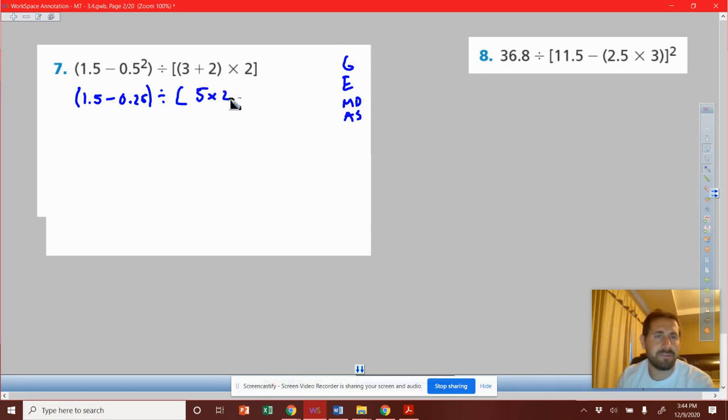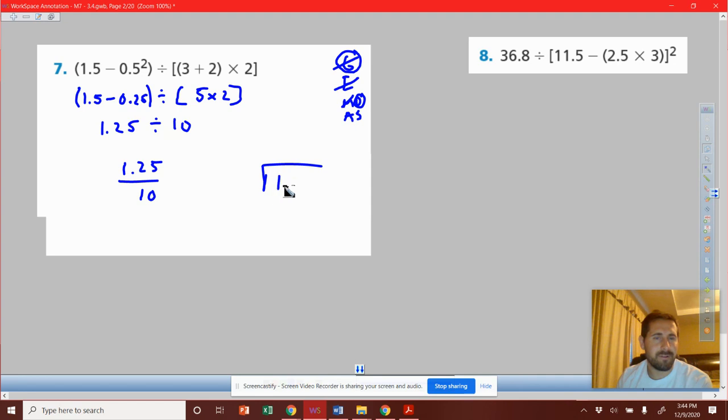We still have times 2 involved, so we still haven't gotten rid of our grouping symbols. They still exist. So now we can do 1.5 minus 0.25, and that's 1.25. And we still have divide. And now we have 5 times 2 is 10. So our grouping symbols are gone. There are no more exponents. We have no multiplication. The only thing left is division. So we do 1.25 divided by 10.